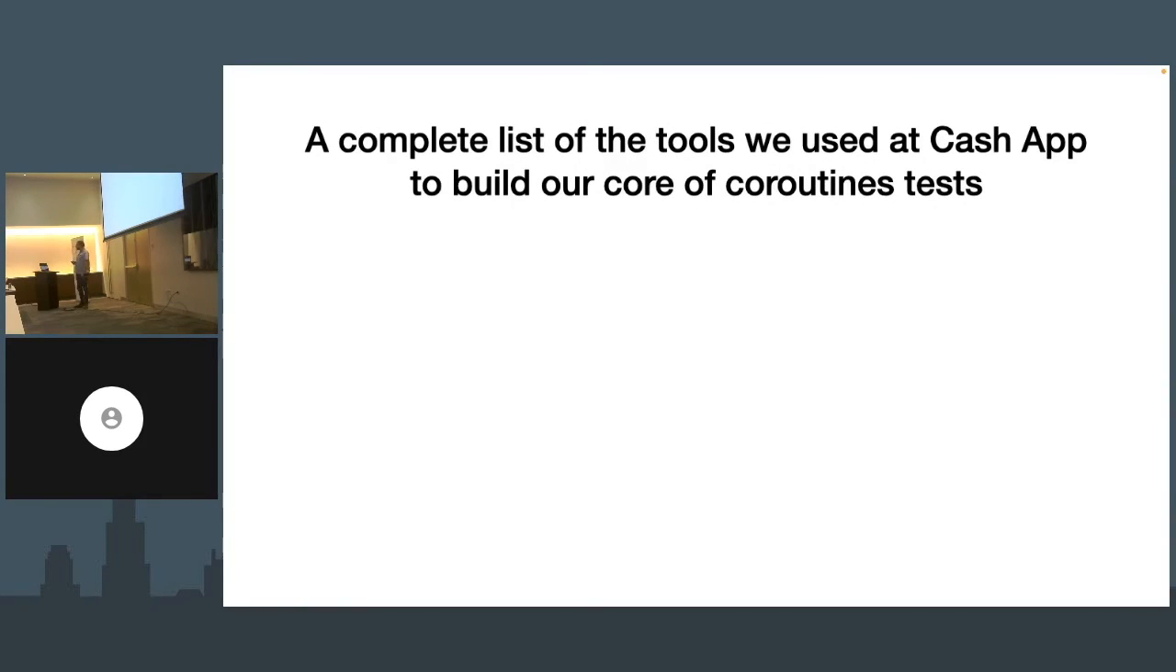Everything is gravy. To build out our initial core of coroutines tests at Cash App, here are the tools we use. We use channel, withTimeout, runBlocking, and Turbine. We really could have done without Turbine too, if we had wanted to. Turbine doesn't have a whole lot. This is the turkey of your testing Thanksgiving dinner right here.